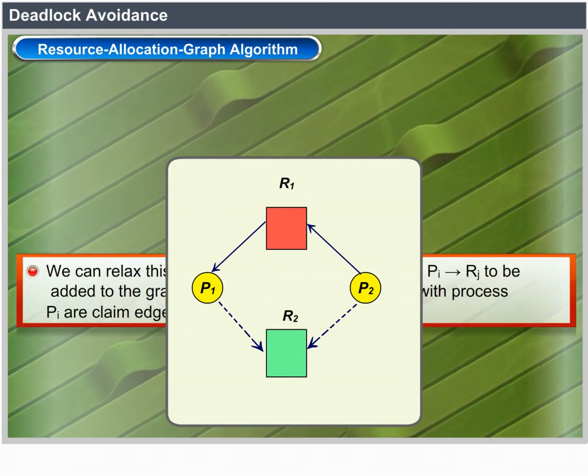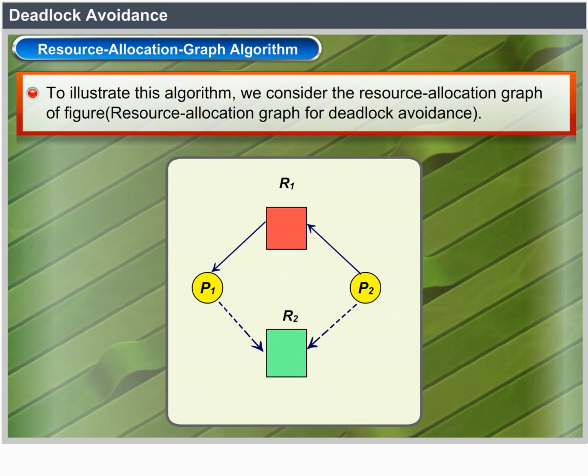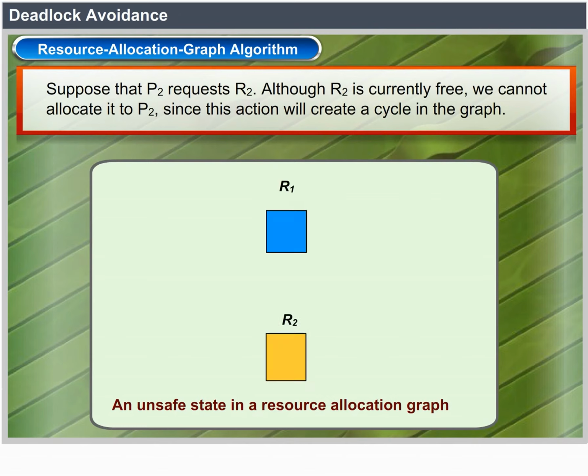To illustrate this algorithm, we consider the resource allocation graph of figure below. Resource allocation graph for the deadlock avoidance. Suppose that P2 requests R2. Although R2 is currently free, we cannot allocate it to P2 since this action will create a cycle in the graph. Figure: an unsafe state in a resource allocation graph.